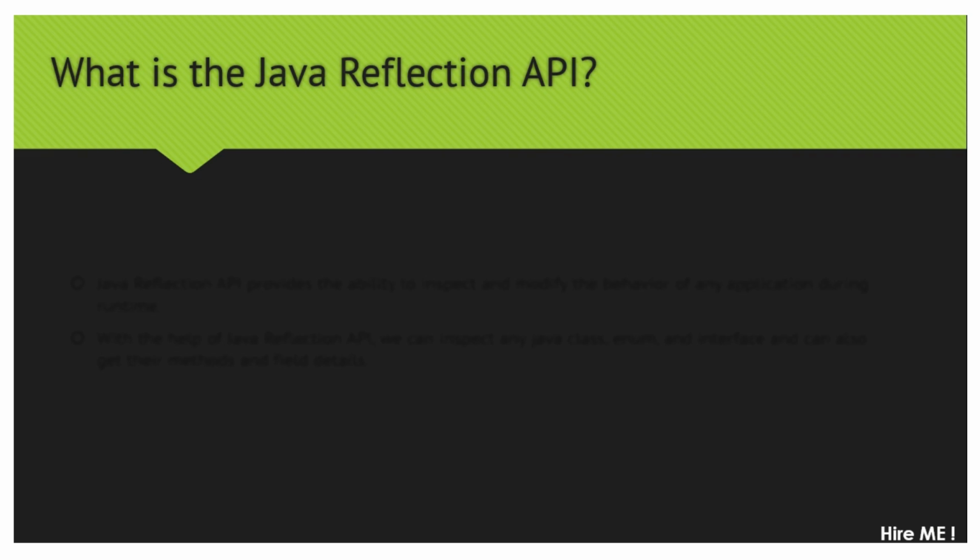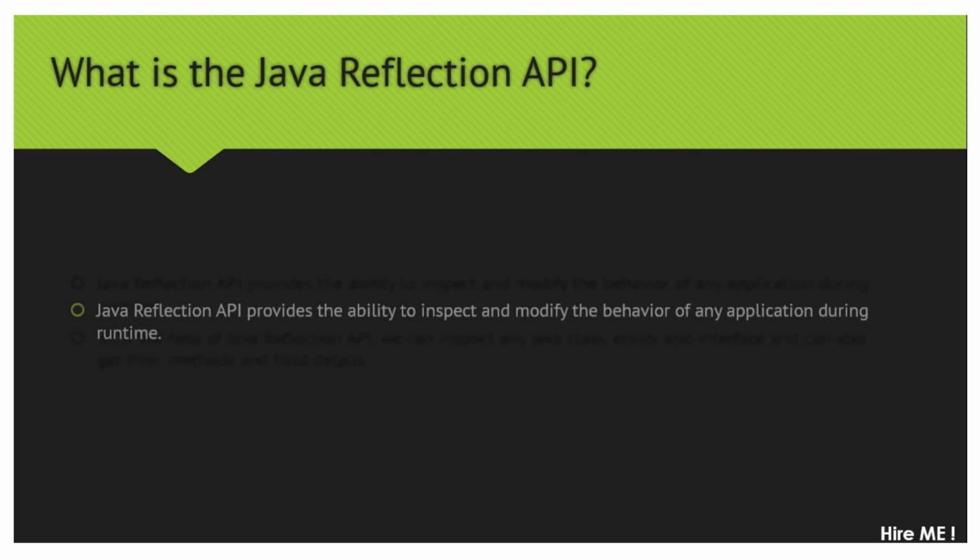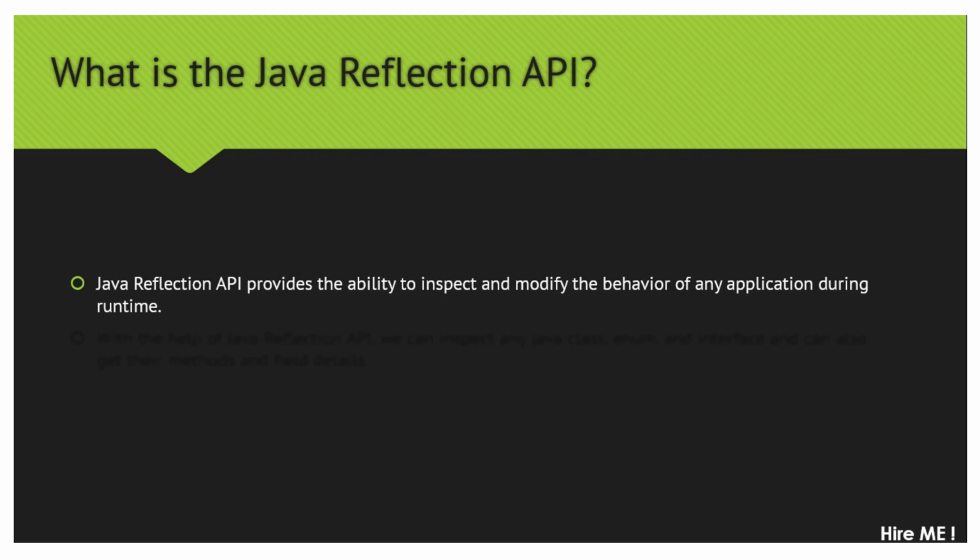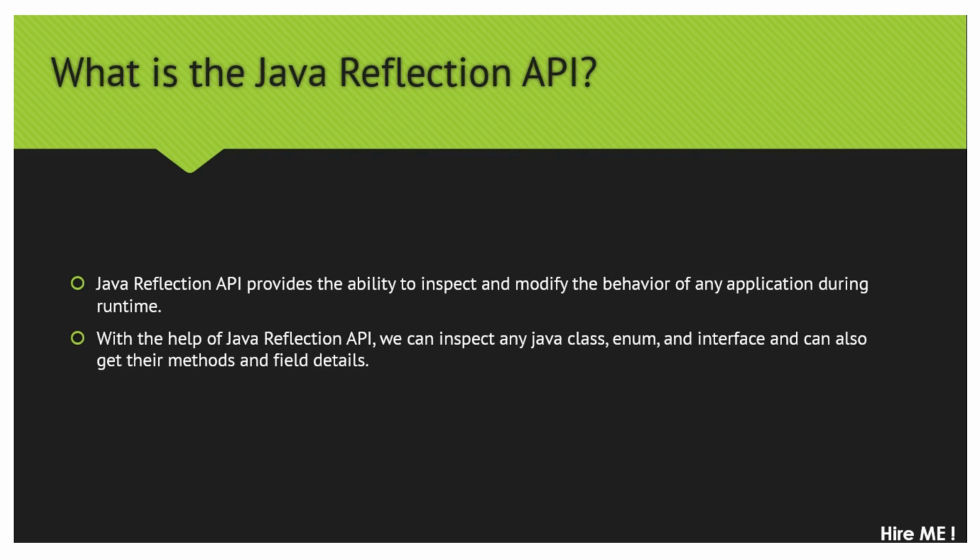What is the Java Reflection API? I hope every one of you knows what is meant by API. It's application programming interface. So what is the Java Reflection API? Java Reflection API provides the ability to inspect and modify the behavior of any application during runtime. With the help of Java Reflection API, we can inspect any Java class, enum, and interface, and can also get the methods and field details.